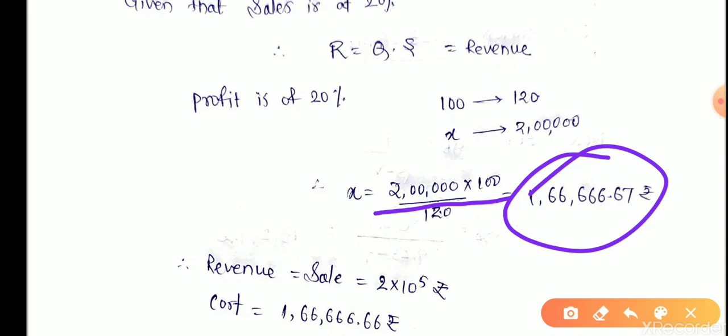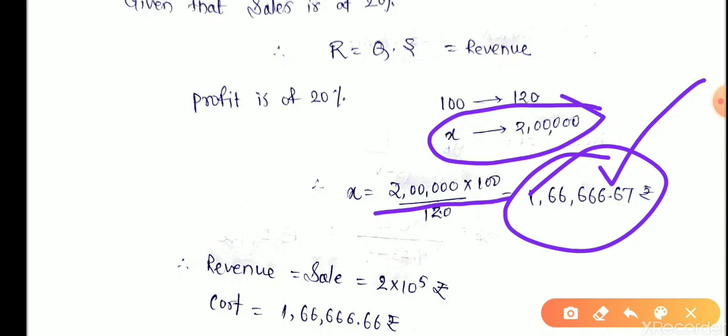1,66,666, meaning our actual outgoings are 1,66,666, but our sales is 2 lakh rupees, and in this 2 lakh rupees we have the 20% profit on 1,66,000, included. Okay, now it is clear.